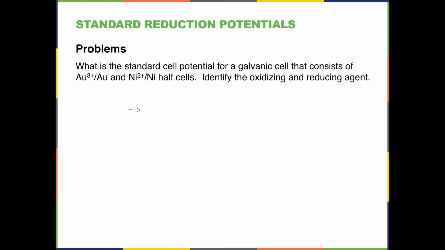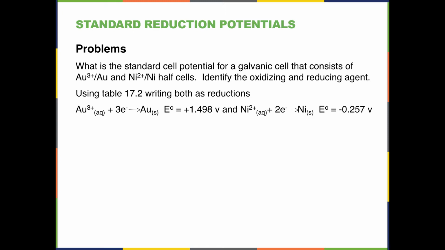That's gold 3+ and nickel 2+ half cells. You identify the oxidizing and the reducing agents. So how do you do this? You use table 17.2 and write both reactions as reductions, like this. Gold gaining 3 electrons to form gold metal is a reduction, and from the book you get plus 1.498 volts. Nickel 2+ gaining 2 electrons to form nickel solid is minus 0.257.